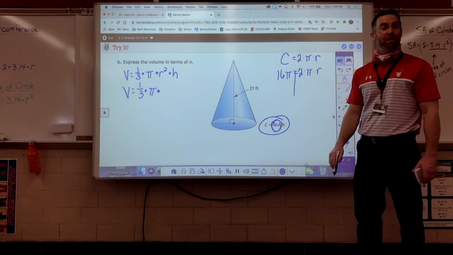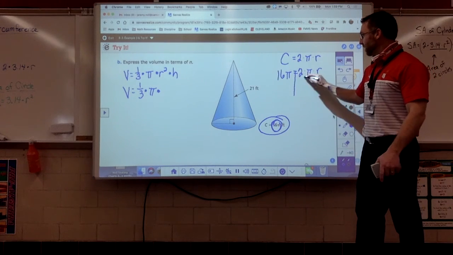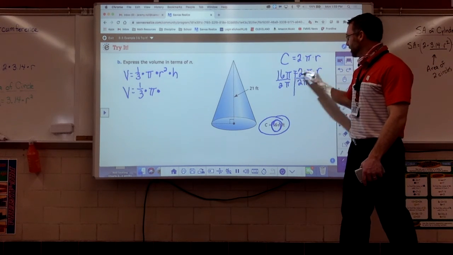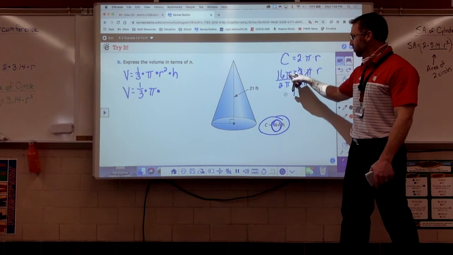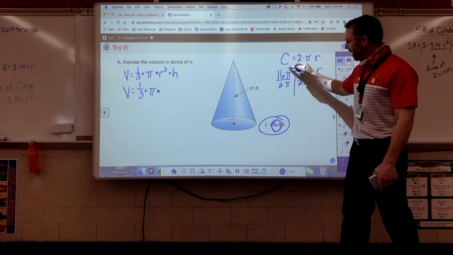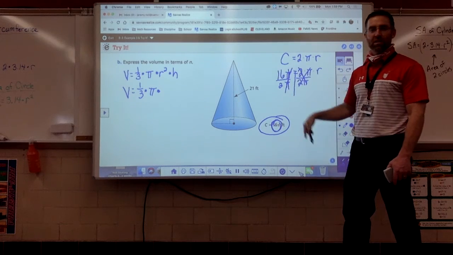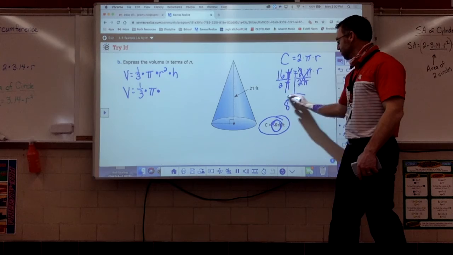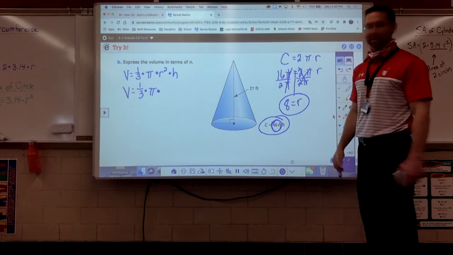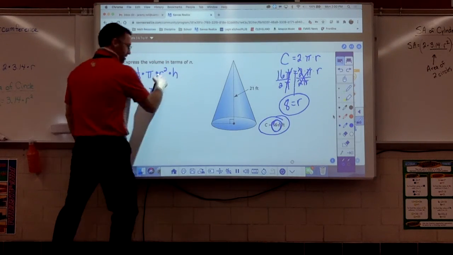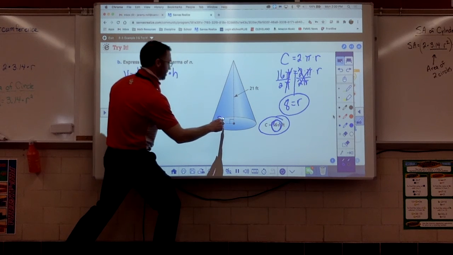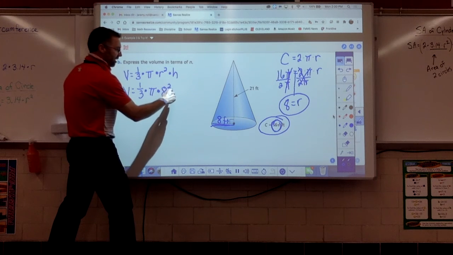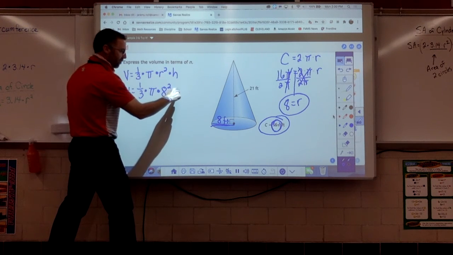What can I divide both sides by? You got it. Divide by 2 pi. Divide both sides by 2 pi. That would leave me with 16 pi divided by 2 pi. Well, the pi's cancel out. What's 16 divided by 2? 8. So your radius is equal to 8. Got it? Radius, 8. What is this? 8 feet. So there's our radius, 8 feet. So I'm putting 8 in there. My height, that one's easy, 21.